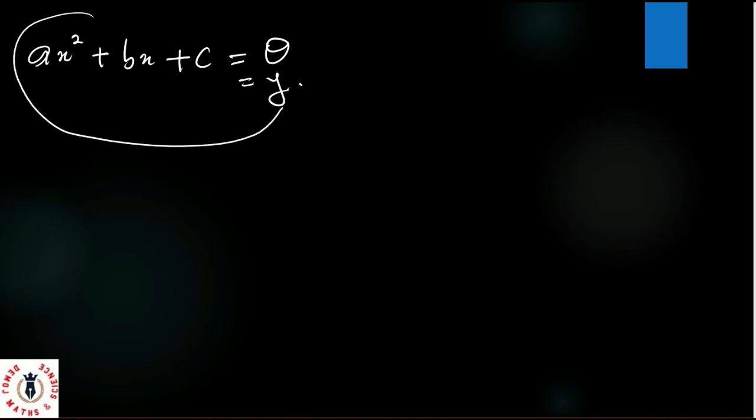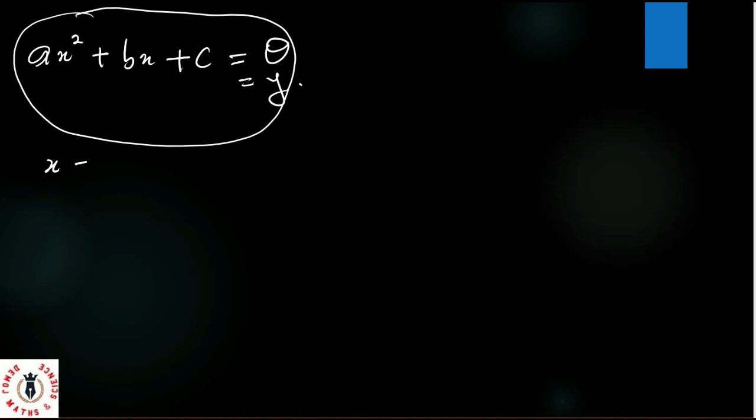Hi, welcome back. Quadratic expressions are generally of the form ax squared plus bx plus c is equal to 0, or I say is equal to y. Now, this is the general expression for a quadratic equation. There are different ways to solve this quadratic equation. One of those ways is by the formula.